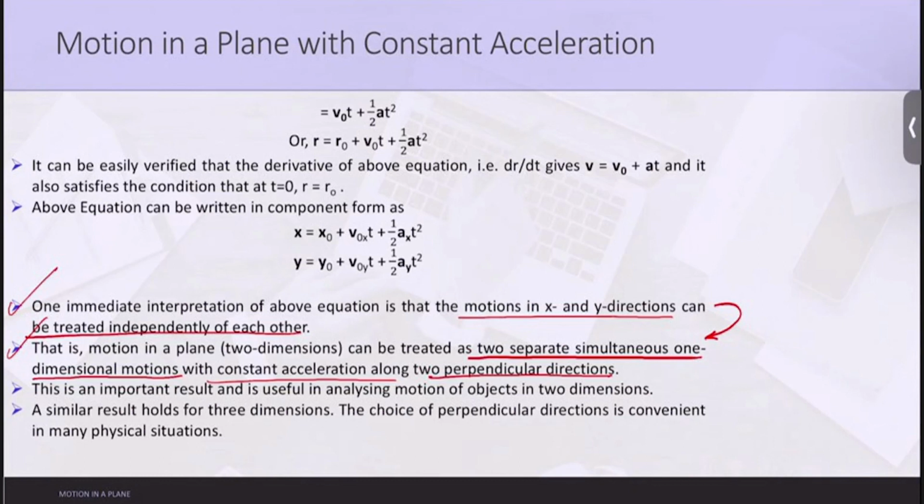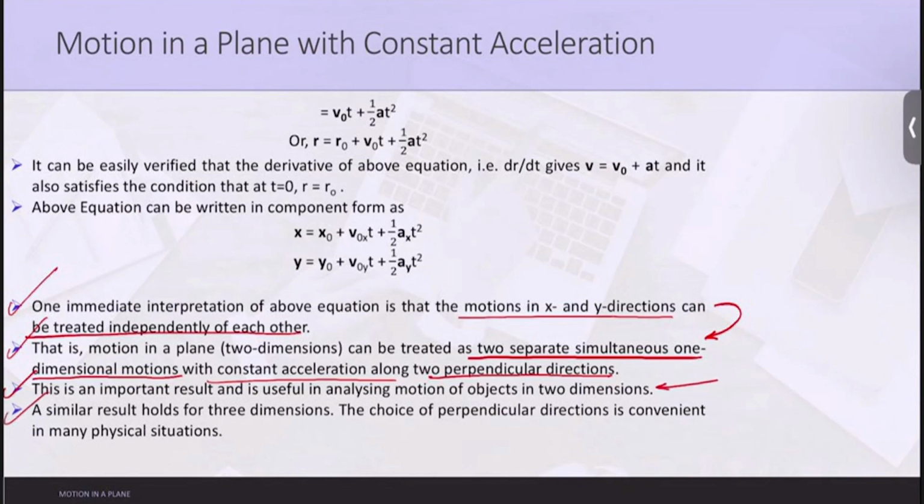So if we are able to resolve the vectors into two components, let us say in x and y directions, then we can directly apply all the concepts which we understood in motion in a straight line into motion in a plane. But please remember, there will be two different equations which are being worked upon depending upon the accelerations in those locations and basically the other terms such as velocities, displacements, etc. in those different axes. Right. So this is an important result and is useful in analyzing the motion of objects in two dimensions.